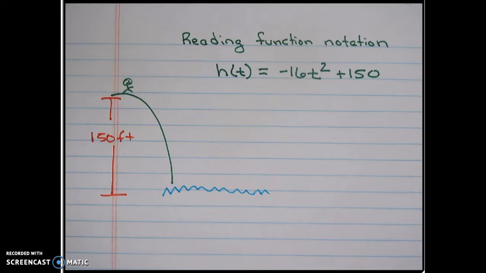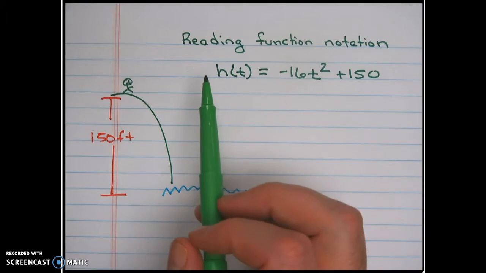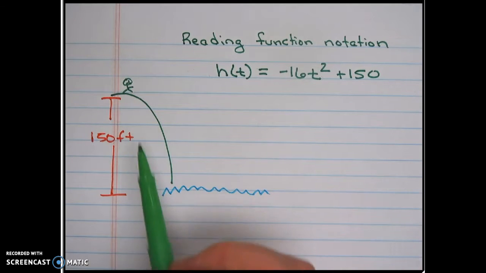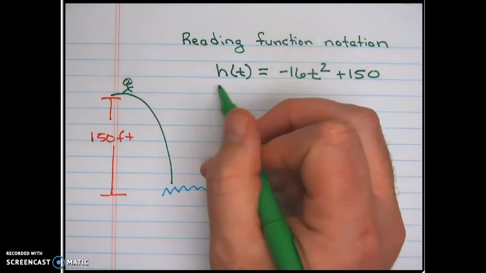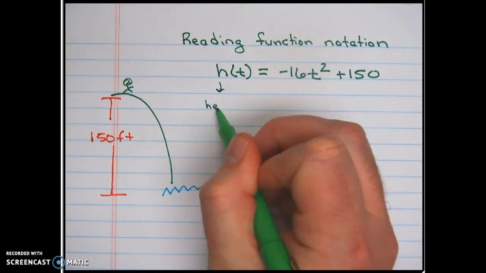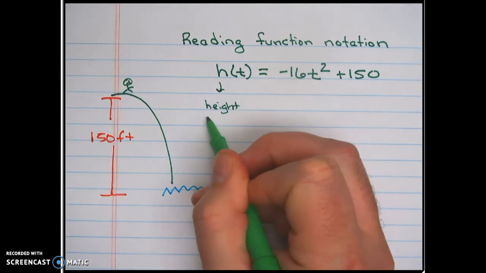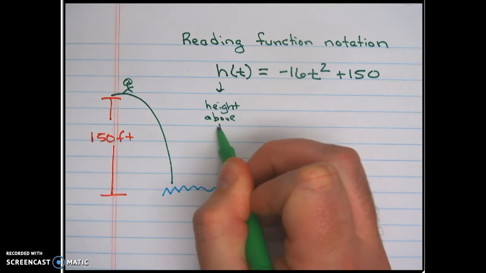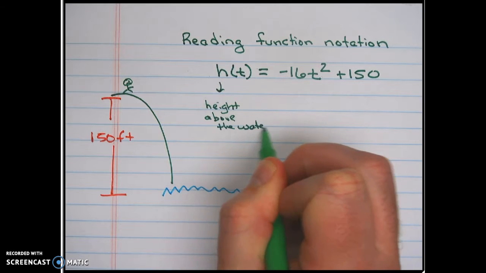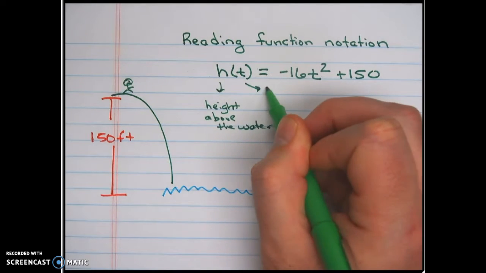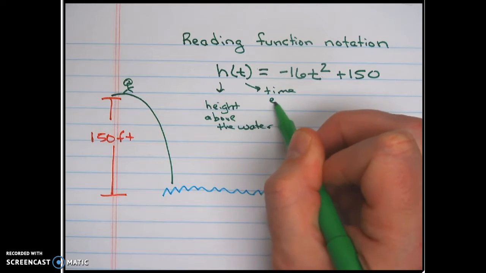But this function notation right here describes this situation. This h represents height above the water. And t is going to represent the time that elapses after he jumps.